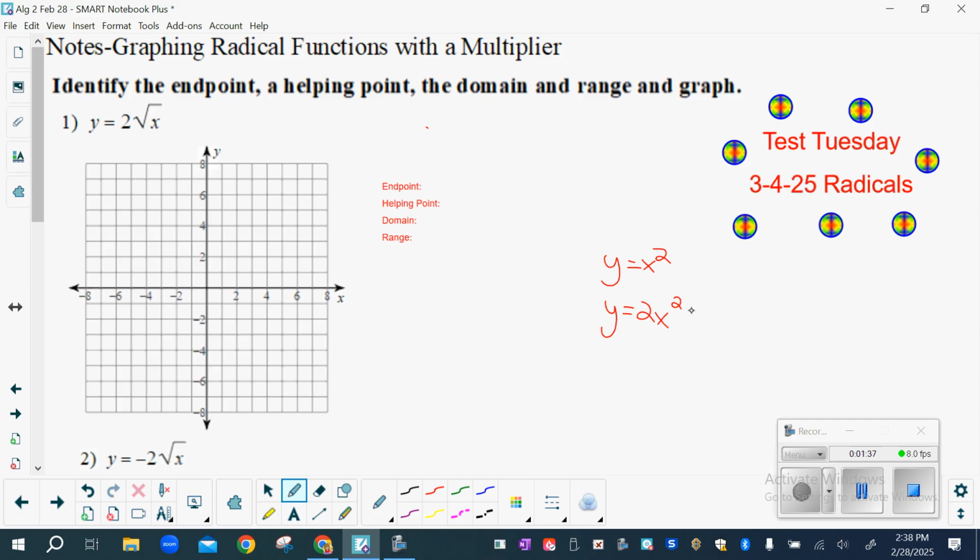So let's see if that's what happens on this one. What would be my endpoint on this one? I'm going to call on a group. Is the 2 going to affect the endpoint? Not going to have any effect on that endpoint. So we're just looking at what's inside the square root. I agree with the 0. Negative 1, 0? What would our endpoint be?